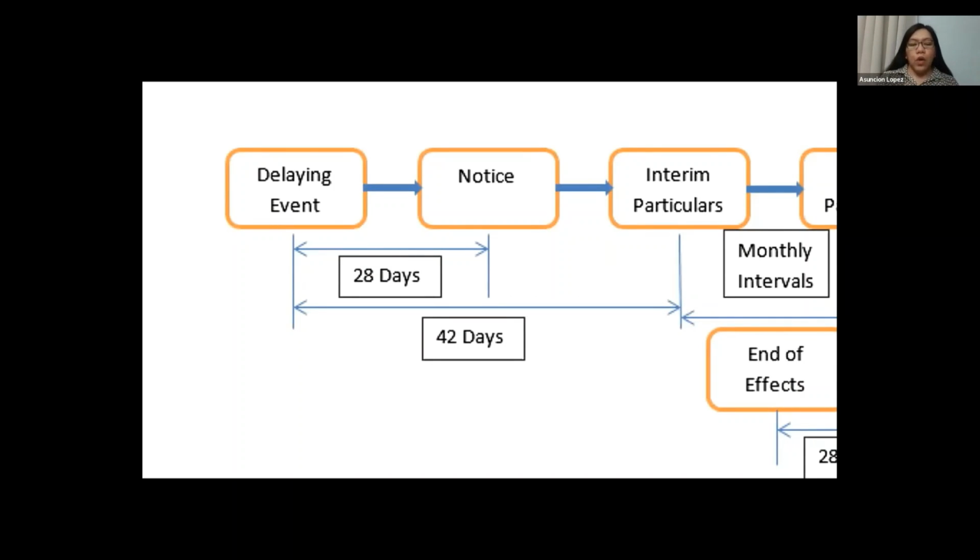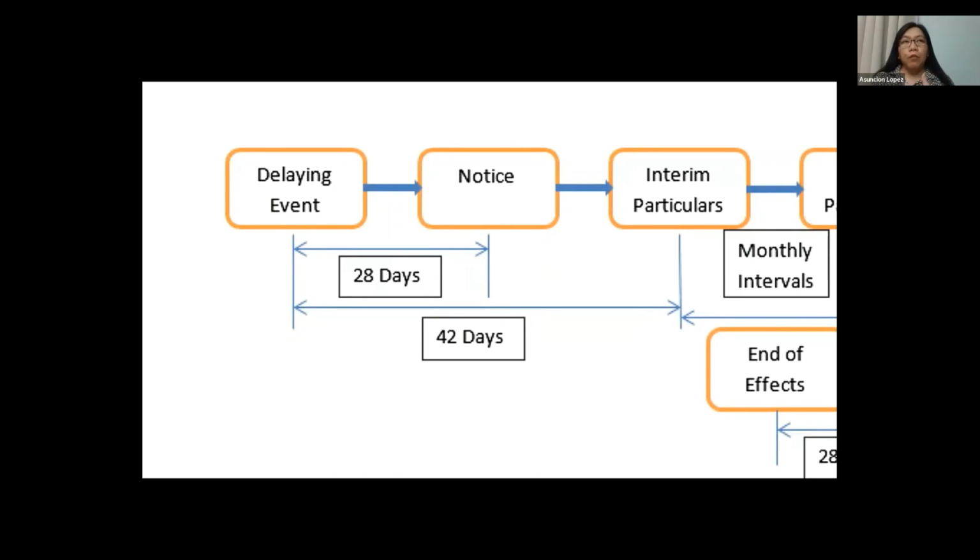When a delay event occurs, as long as you became aware that there is a delay event, you have 28 days. Take note, this is based on FIDIC. If you will be applying this to your own project, you have to read your contract. The 28 days might be 30 days, 14 days, 10 days, so it may differ. The contractor must notify within 28 days that there is an existing event that may influence the schedule or the completion of the project.